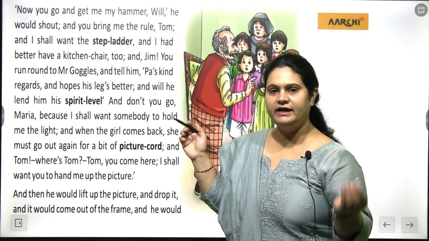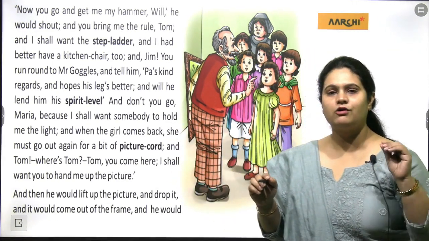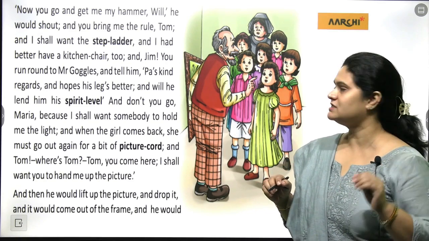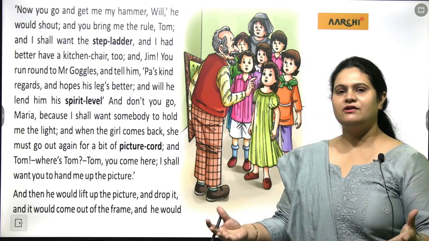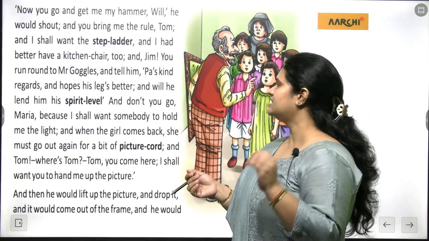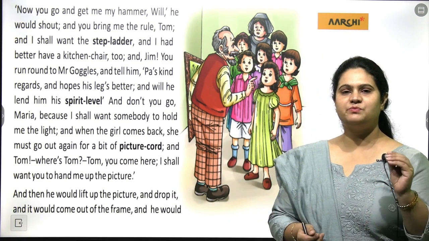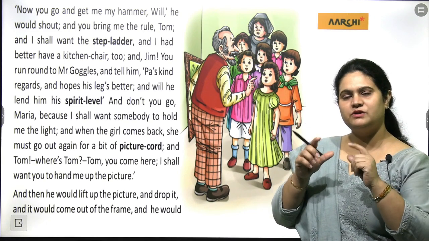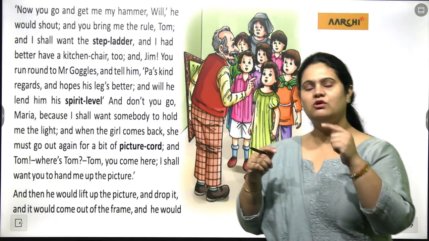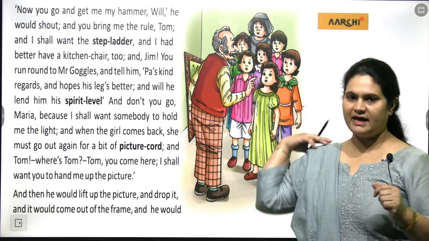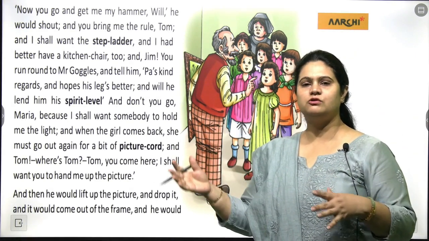And Jim, now what he ordered to Jim, he said, you run down to Mr. Gobbles. There was a man, he was his friend, Mr. Gobbles, and tell him our kind regards, that I am sending regards to him, and hope his leg is better, and will he lend me his spirit level. What is a spirit level, children? It is a device which has alcohol partly filled into it, and it is used to check the level of things, right? So, he asked Jim to go and run to Mr.